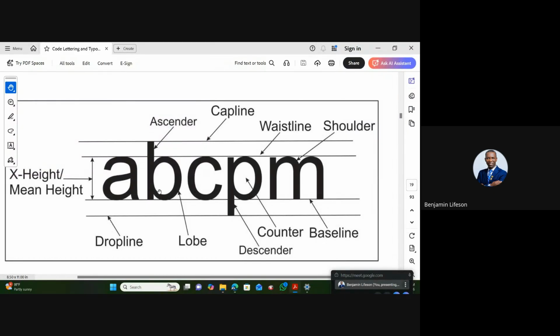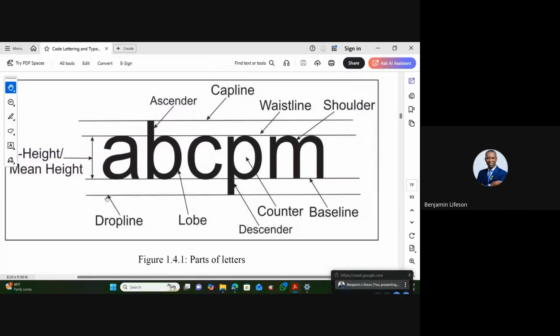The letters seen above the waistline touch what we call the cap line. So the cap line is meant for capital letters. Capital letters, we can begin to write A, P, C. They all touch the cap line and rest on the baseline. Then we come to the drop line.